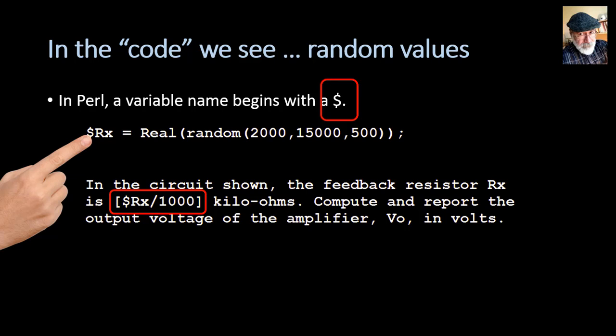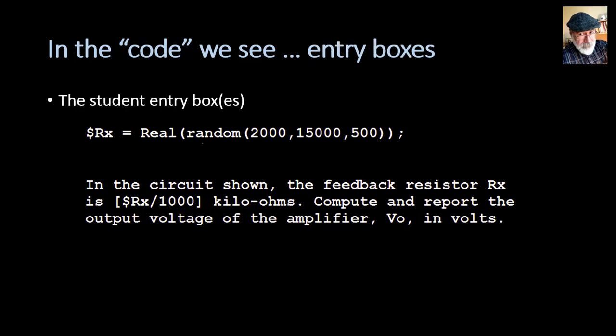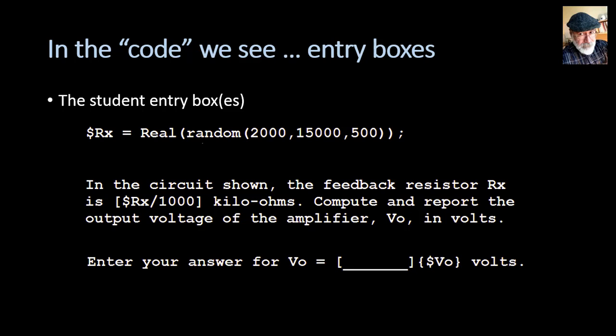So we need to create a box for the student to enter the answer, and that is more text down here. Enter your answer for V0, and we create that box. You see the box there? Square brackets and underscores. How many underscores? As many characters width you want in the entry box. It's up to you. The student enters the answer there, and WeBWorK will compare whatever value the student puts there with the contents of the variable $V0.